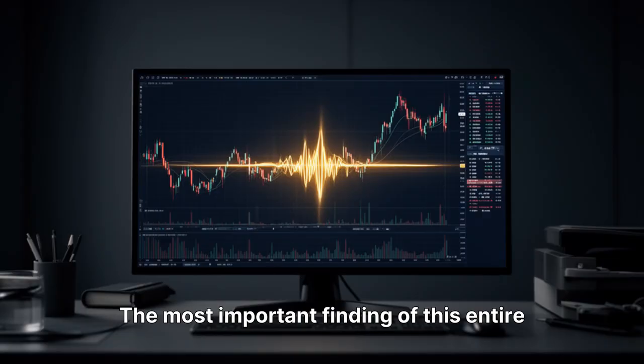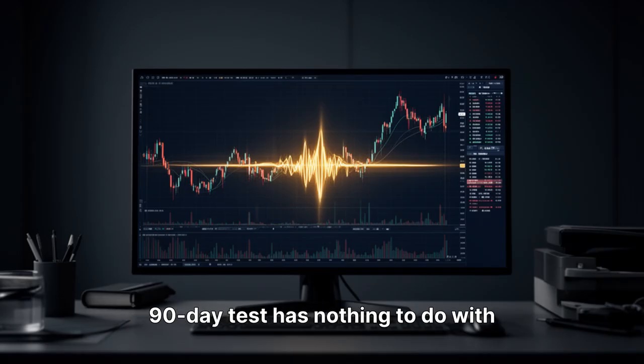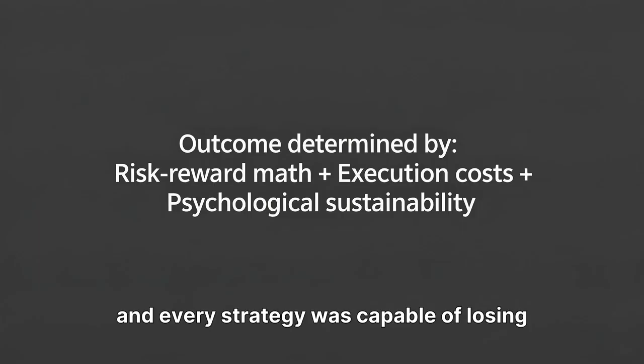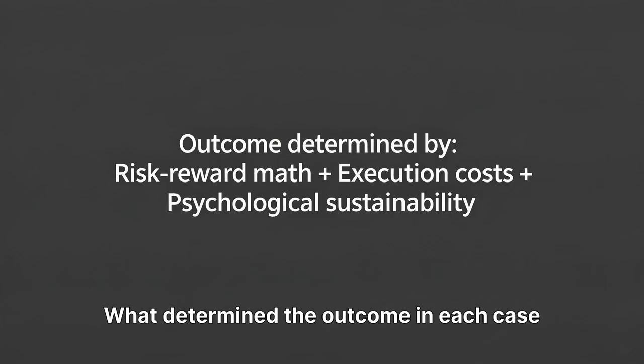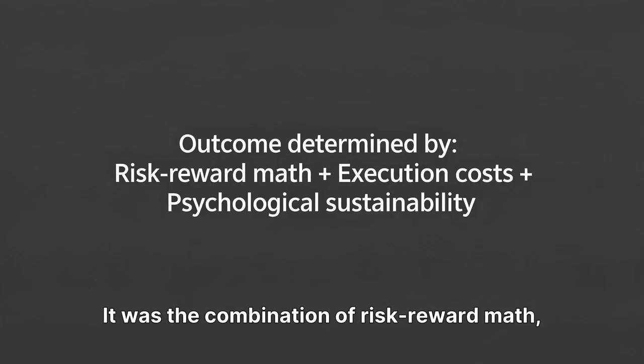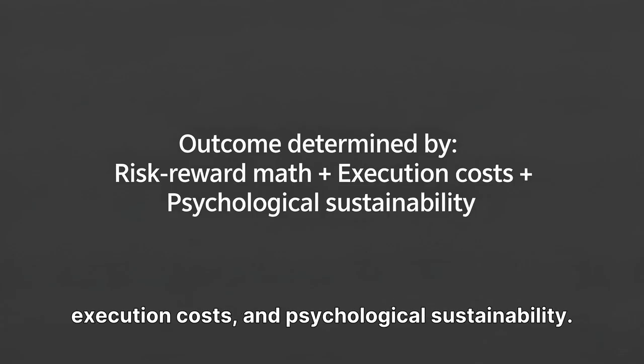The most important finding of this entire 90-day test has nothing to do with which strategy won. It is this: every strategy in this test was profitable in the right conditions, and every strategy was capable of losing in the wrong ones. What determined the outcome in each case was not the strategy. It was the combination of risk-reward math, execution costs, and psychological sustainability.